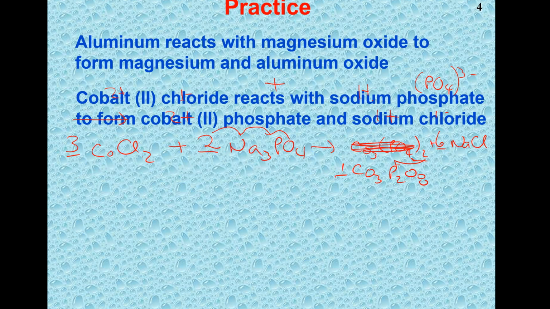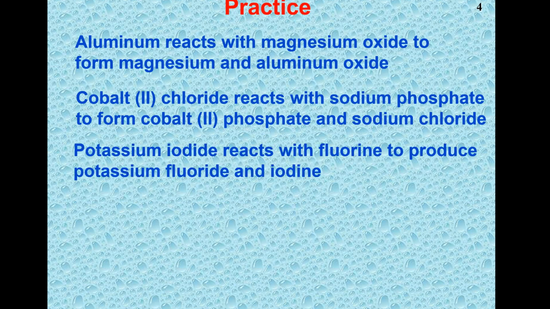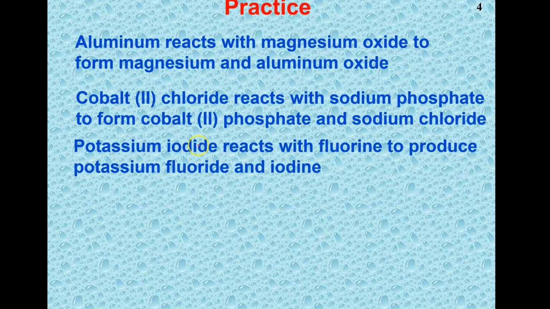Okay, so everything here was a compound, so everything here I had to drop and swap. Okay, next one. Again, 2 words, 1 plus, 1 minus, reacts with, plus sign. Fluorine, 1 word. That means it's an element, but fluorine is one of my Brinkelhoff elements. Okay, to produce potassium fluoride, 1 plus, 1 minus, and iodine.